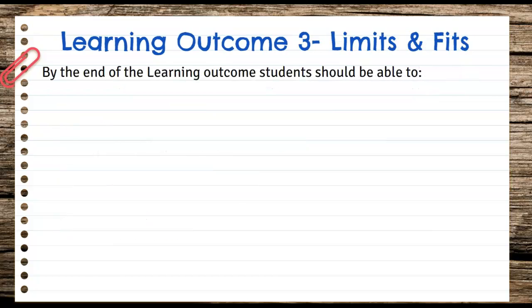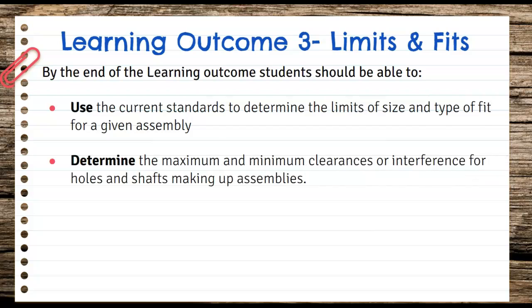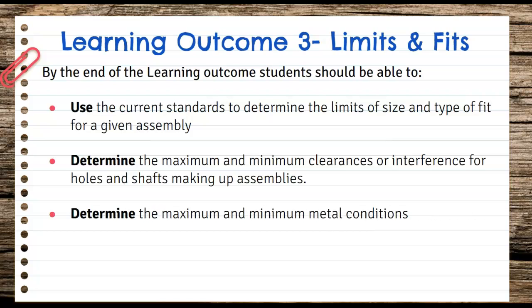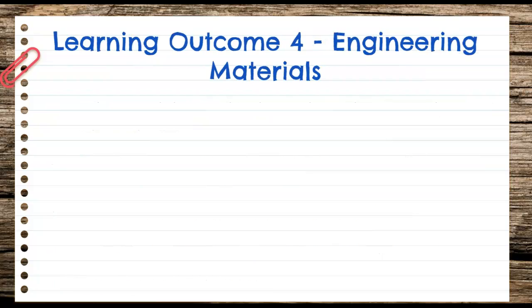Limits and fits. If you're a machinist, you should be aware of this already. Use the current standard, which is British Standard 4500, to determine the limits of size and type of fit for a given assembly. You should be able to determine the maximum and minimum clearances or interference, right, for holes and shafts that make up assemblies. You need to be able to determine the maximum and minimum metal conditions, and determine the size of the go, no-go elements of a plug caliper gauge. The last one is interpret geometrical tolerances. Better late than never, that one.